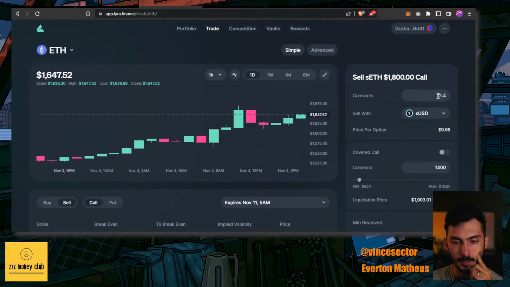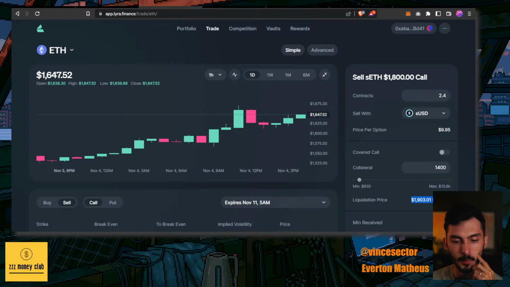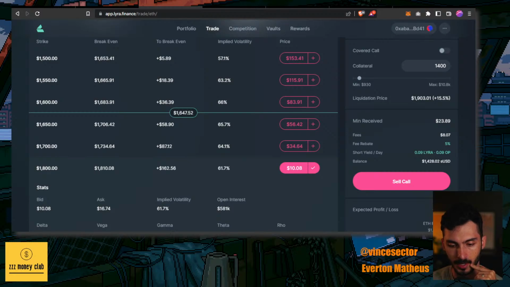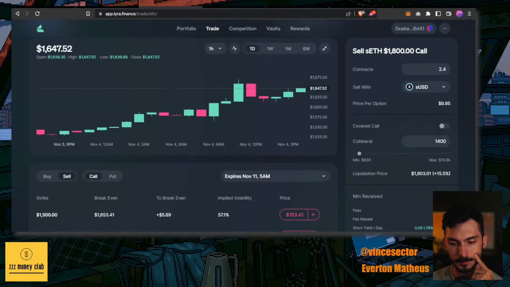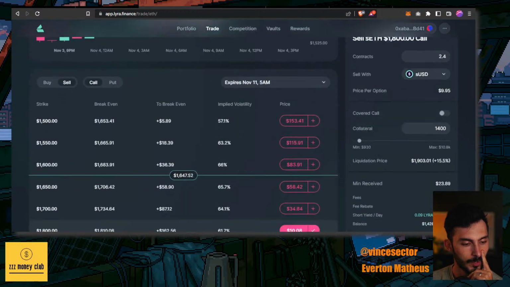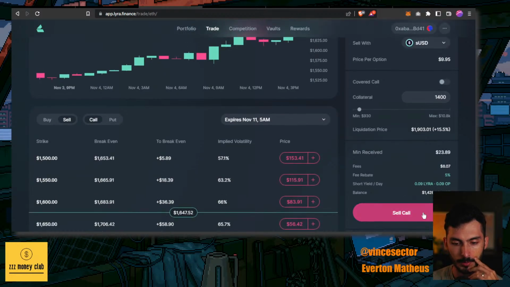So let me check again. 2.4 contracts. I'll collect 23.89 in total. My liquidation price will be 1900. My break even is 1810, I think. 1809, yes. And I'm gonna be collateralizing it with SUSD. I'm not gonna be collateralizing it with the stablecoin itself. I don't need any Ethereum. So once I see if everything is correct right here, I just go on sell call. I'm gonna approve my transaction real quick.